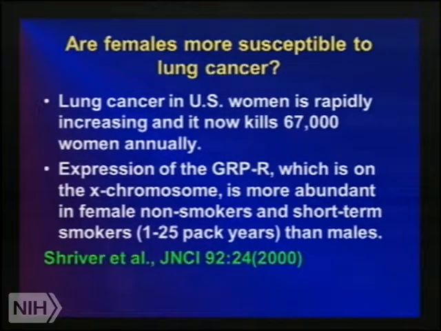An interesting thing is the GRP receptor is on the X chromosome. And so then the female has twice as many X chromosomes as the males. So are they more susceptible to smoking and getting lung cancer? And initial studies suggested that that may be the case.